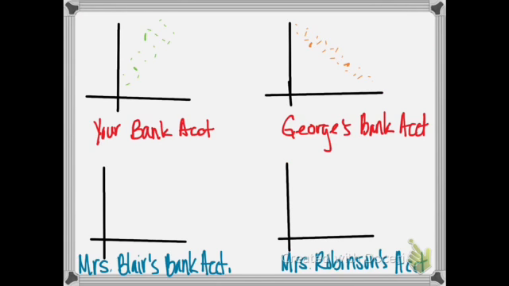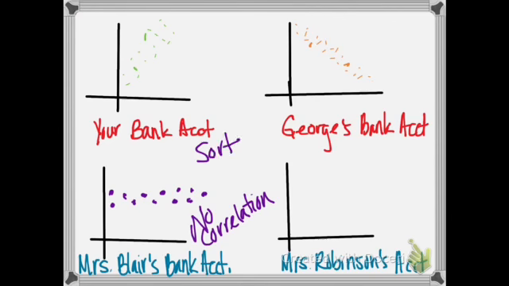So now we're going to talk about my bank account, Miss Blair's bank account. Let's say that my bank account looks like this. It's just going kind of straight across. It's not changing. I pretty much have the same amount of money in it all the time. It's not going up. It's not going down. This is what we call no correlation, because it's not positive. It's not negative. It's pretty flat. It's kind of like a zero slope a little bit.